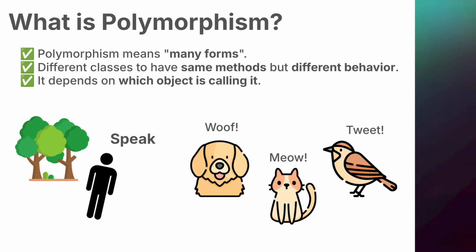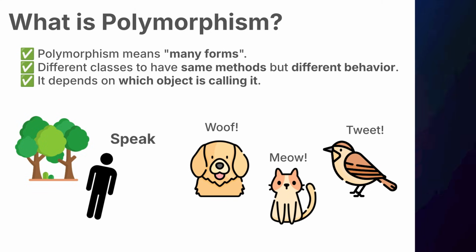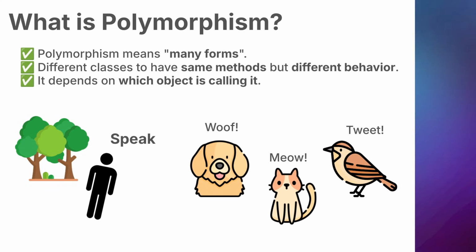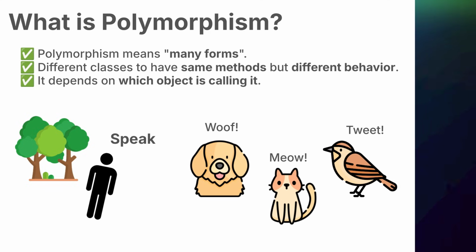The action speak is the same command you give to each animal, but the actual sound depends on which animal receives the command. This is exactly what polymorphism means. Same action, different results based on the object.